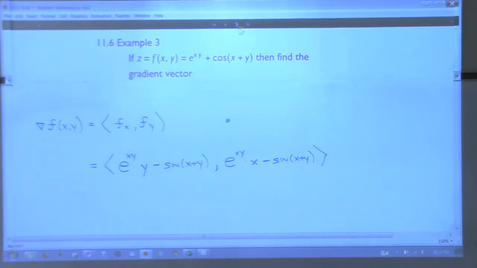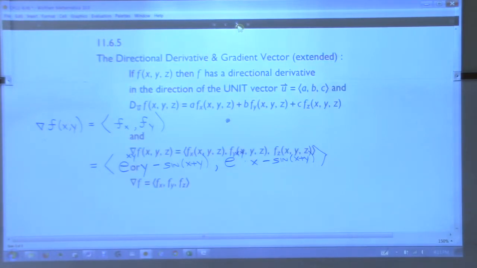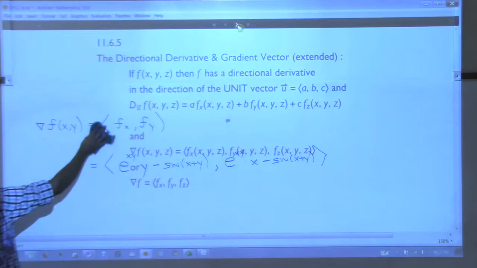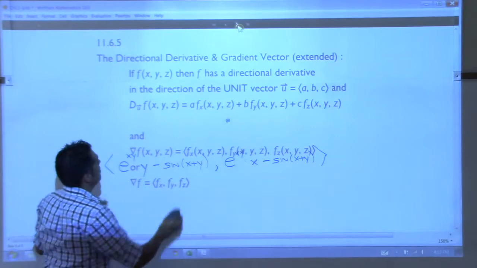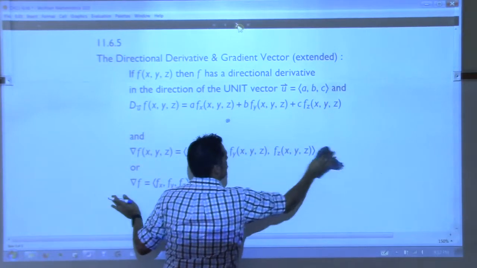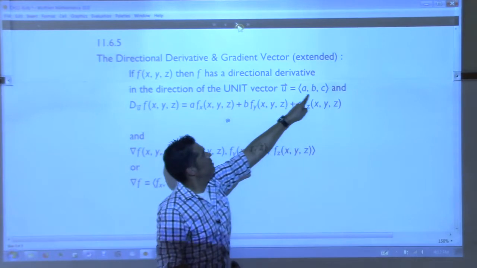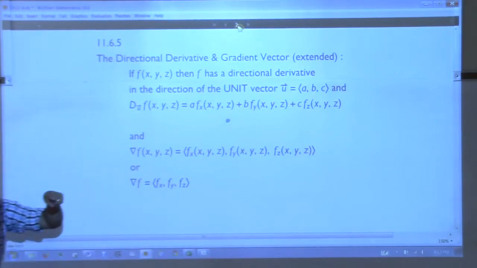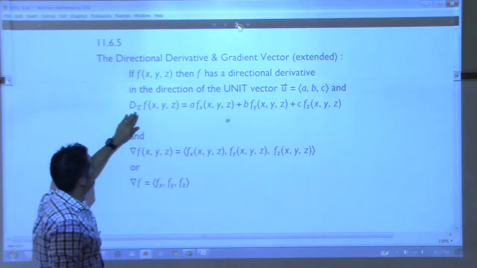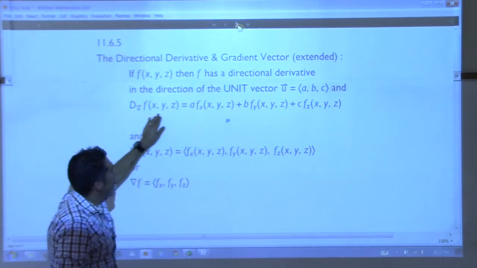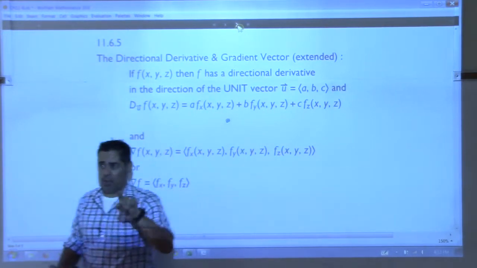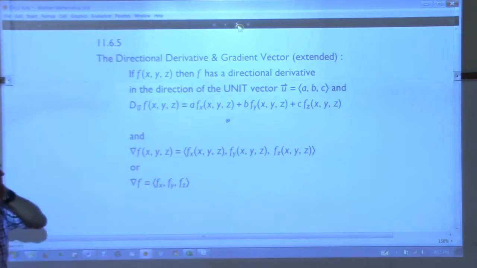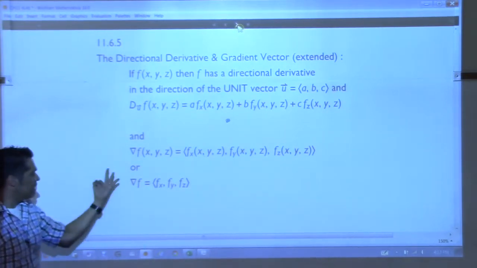Now, before we see the beauty of turning this thing into a dot product, let's just extend the idea out. What if we had a function of 3 variables instead of 2? Then what if we had a unit vector u that now has 3 components? Then the directional derivative for that function of 3 variables would be a, b, c, the 3 components, times the 3 partials with respect to x, y, and z. And therefore, the gradient vector will be 3 components.